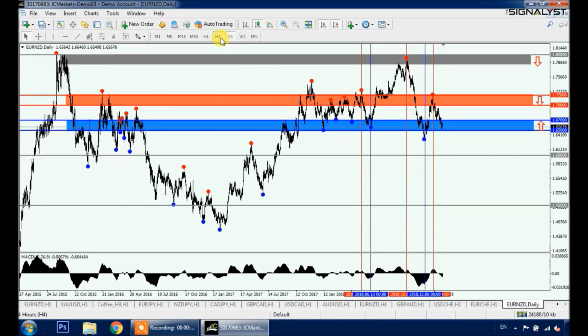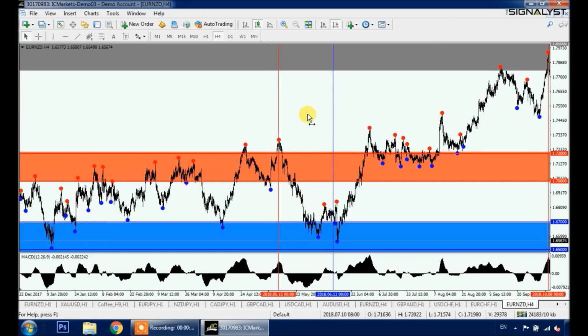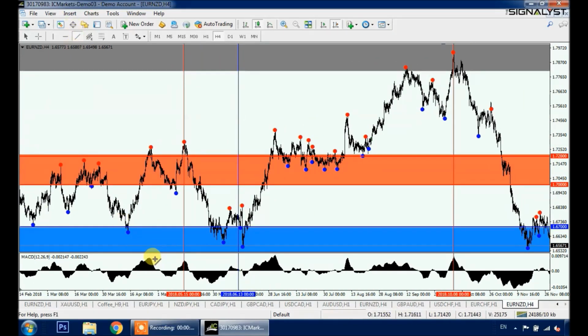Let's dive into H4 time frame first and look for potential setups around those levels. Let's start with drawing our divergences. Here we have a divergence. MACD is making lower highs while price is making higher highs.